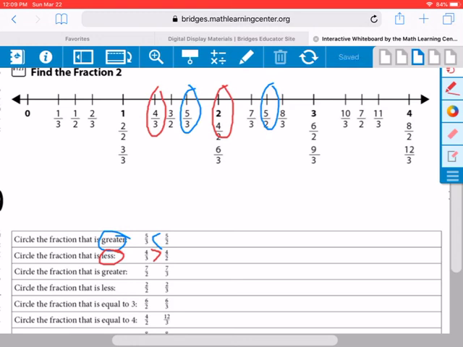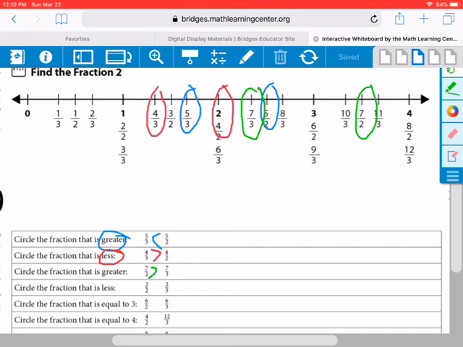So for this next one, we have another one where the numerator is the same, the denominators are different. So 7/2 or 7/3. Let's pick a different color this time, green. Well, I can see 7/3 right here, and I can see 7/2 right here. When the numerator is the same, the smaller denominator is the greater fraction, so 7/2 is the greater fraction.